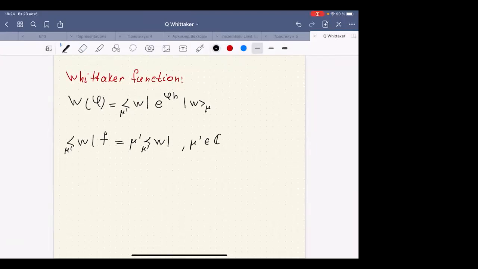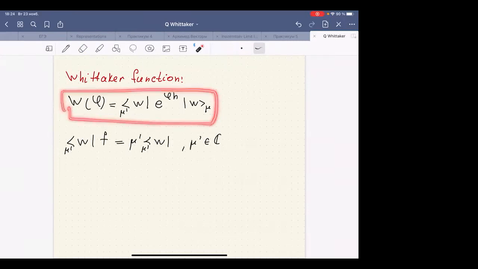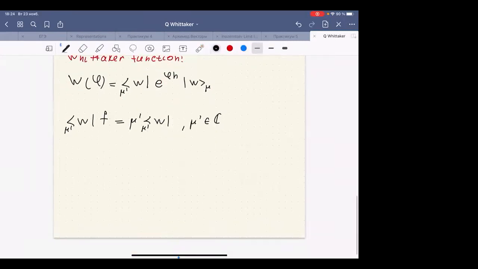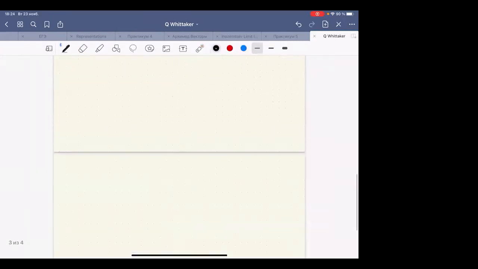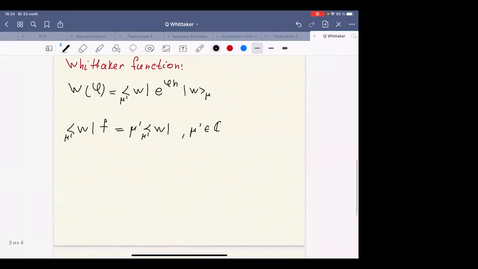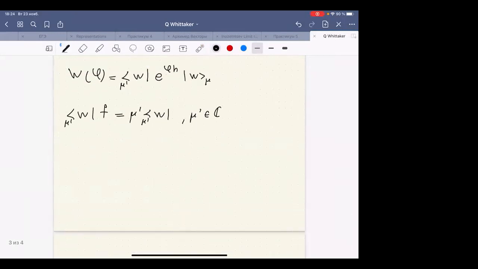And then we want to work a bit with this function. And I want to prove that it satisfies a certain differential equation. So what I need for this is a quadratic Casimir function of SL2.